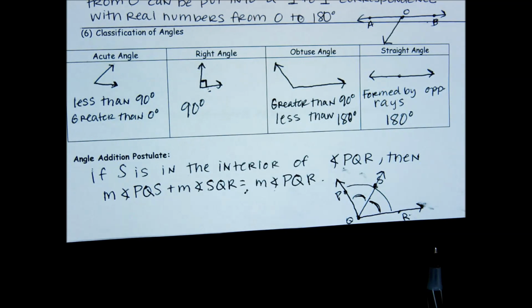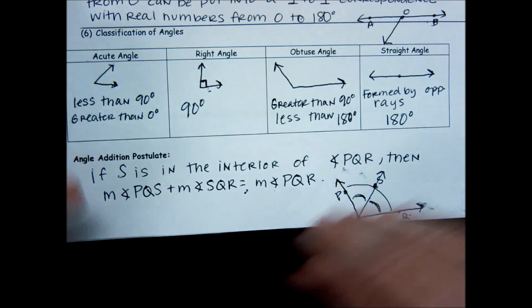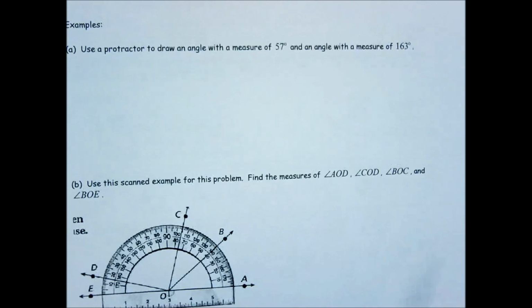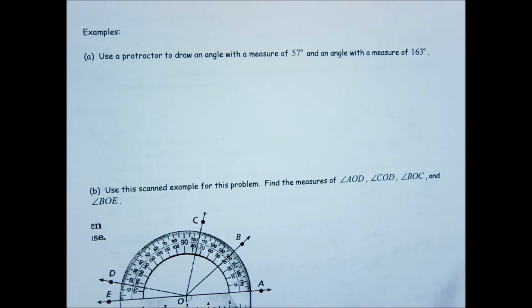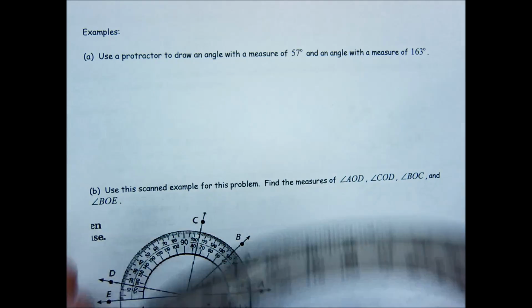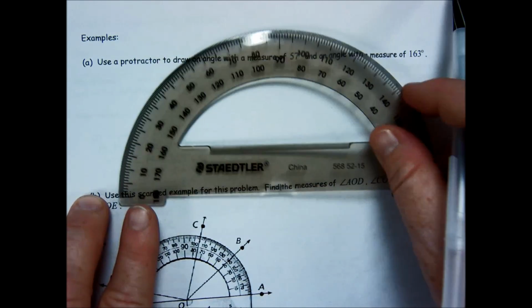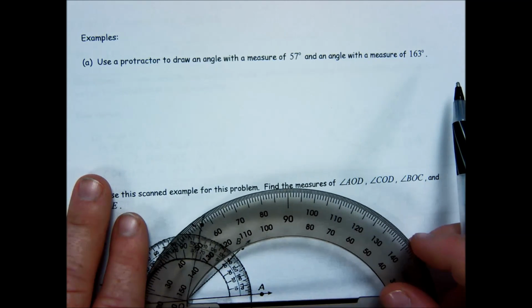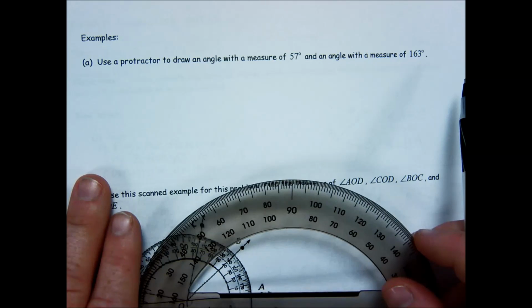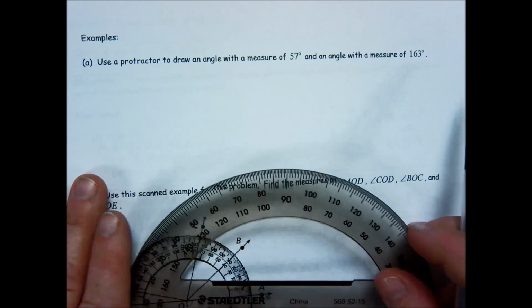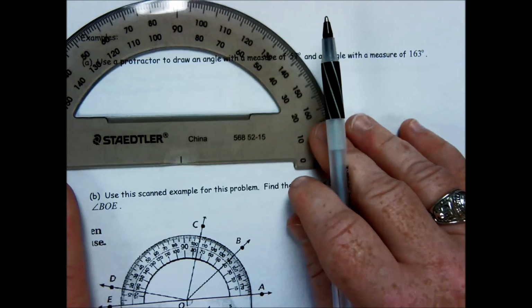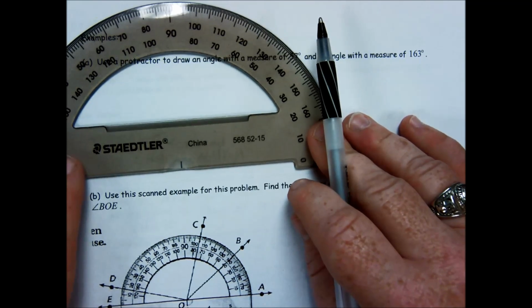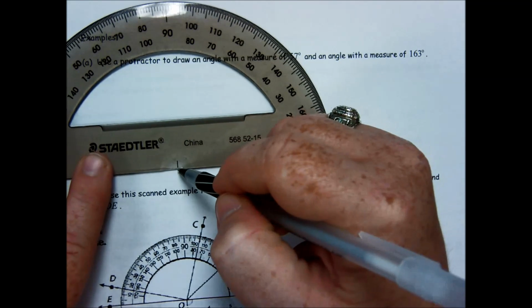Alright, so let's use some of the stuff on the back page to actually do some problems. So, I know you probably don't have a protractor at home, so you can do this when you get to class. So it says, use a protractor to draw an angle with a measure of 57 degrees and an angle with a measure of 163 degrees. So when I'm drawing angles, I need to start out with a straight line.